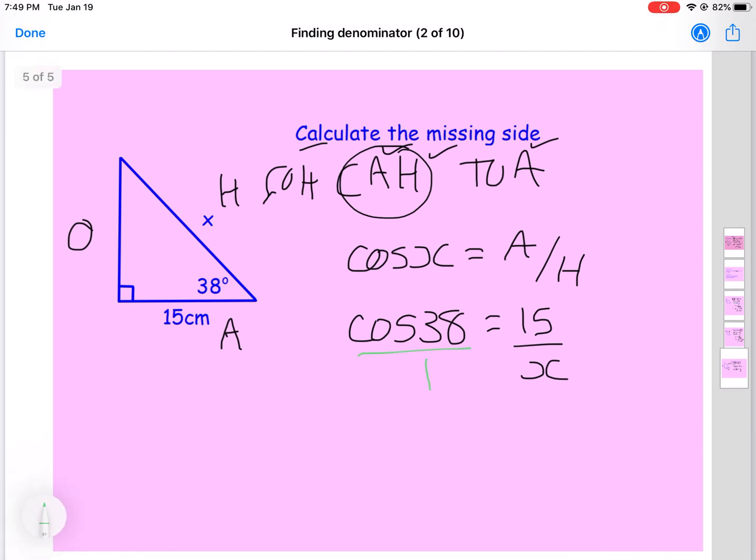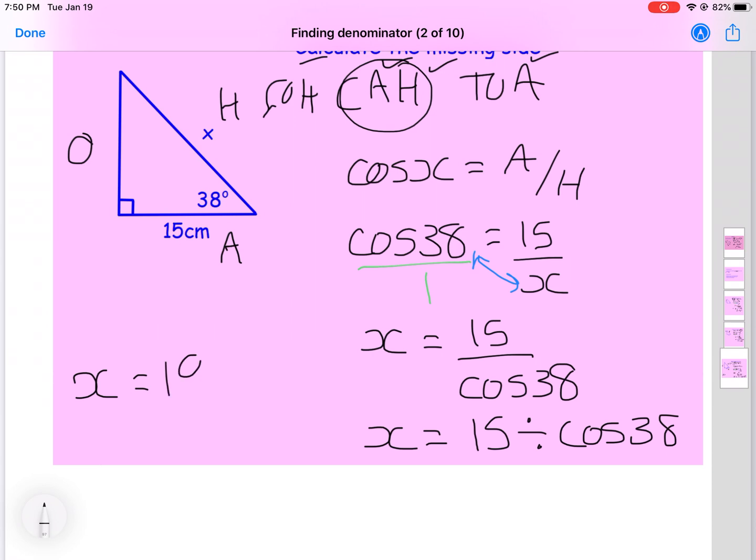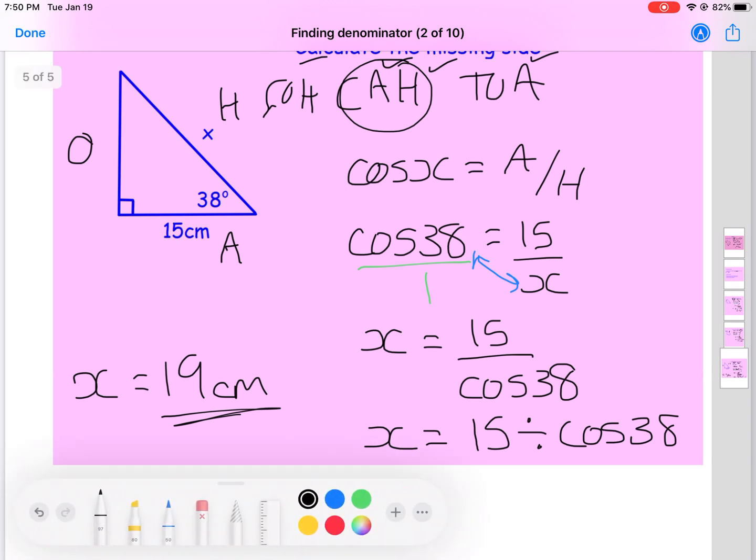Think of the left hand side as over 1. We can cross multiply, and therefore x will be 15 over cos 38. As a calculation, that is 15 divided by cos 38, and I've run out of space, so I'll go over here to the left. 15 divided by cos 38 is 19.0, so just 19 to one decimal place, and we're working in centimetres. Okay, so little breakdown of this.